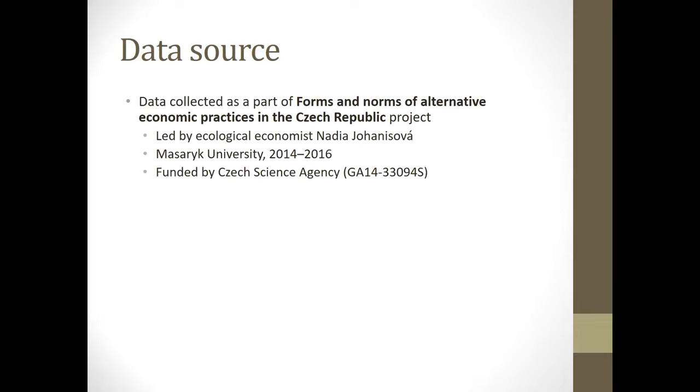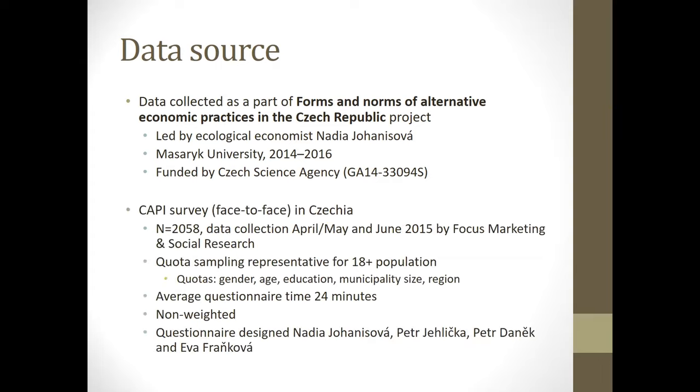So the data itself were collected as a part of the project labeled Forms and Norms of Alternative Economic Practices in the Czech Republic, led by Nadia Johannisová. She's an ecological economist at the Faculty of Social Science at Masaryk University. And the whole project was funded by the Czech Science Agency. It was a wider project, and the main part of the project was a questionnaire with over 2,000 respondents, representative of the Czech adult population. The data were collected in two waves, in April, May, and then in June 2015, by the Focus Marketing and Social Research company from Brno. And it was done in face-to-face interviews.